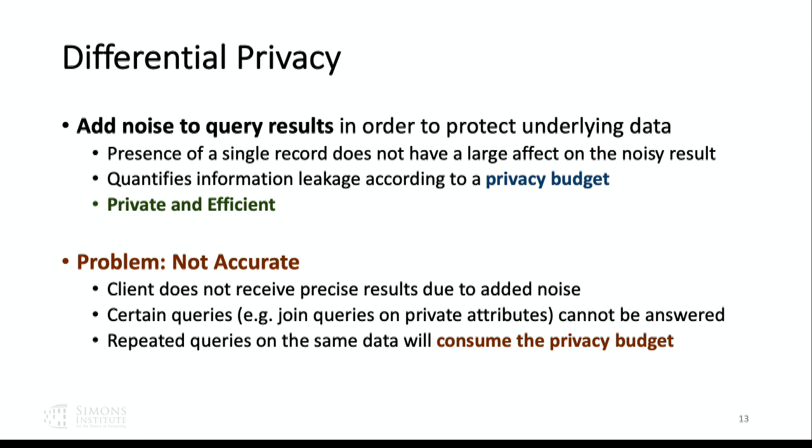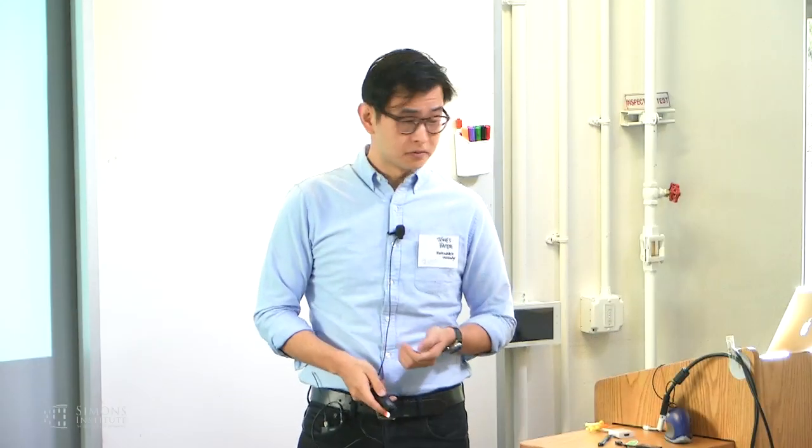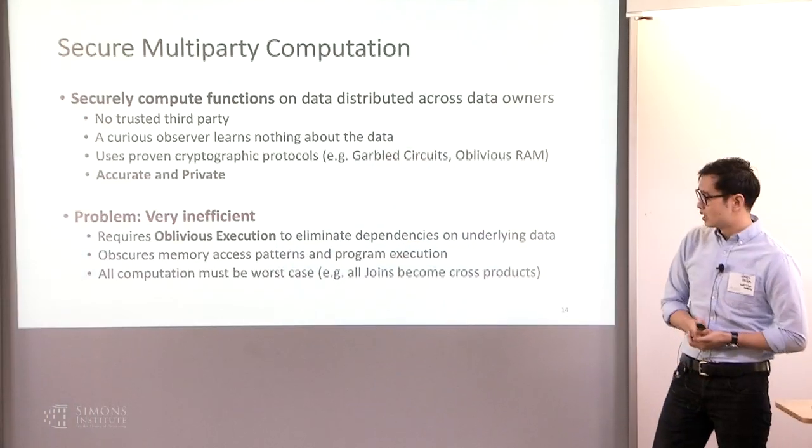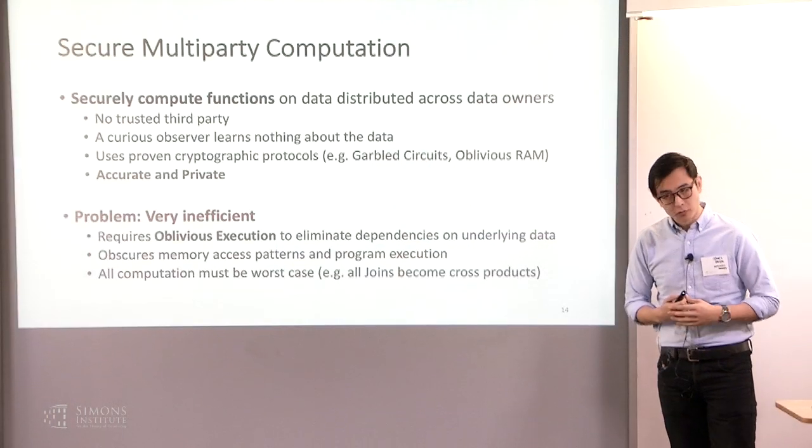First off, the client was not receiving precise results due to the noise added to the outputs. And secondly, certain queries, such as join queries on private attributes, you just can't answer them, especially as the number of your clients scale up. And finally, repeated queries on the same data will consume your budget over time, and eventually that data is unable to be used, right? So as a first pass, we're like, okay, differential privacy, maybe not the ideal choice. So what we then did was we looked at secure multi-party computation.